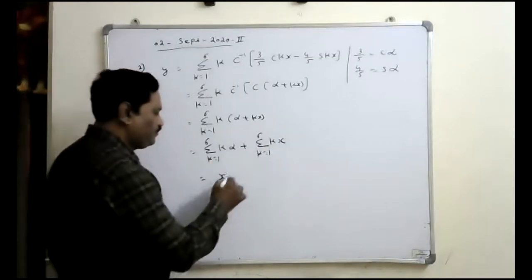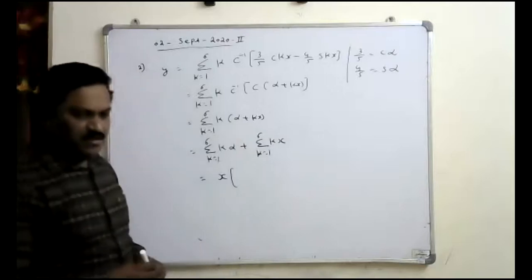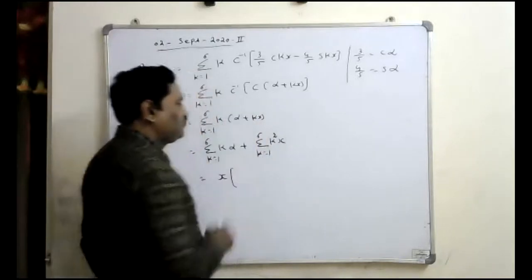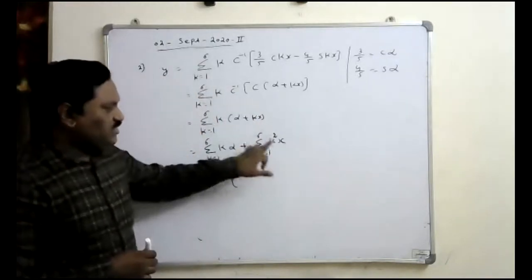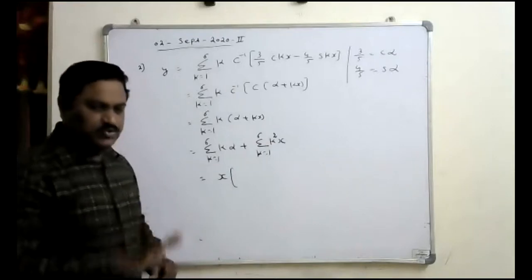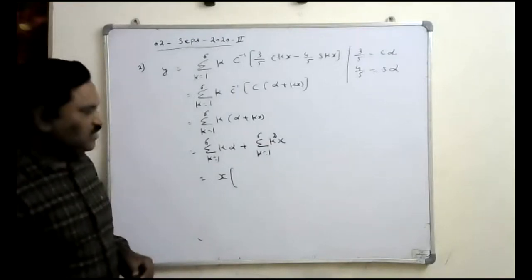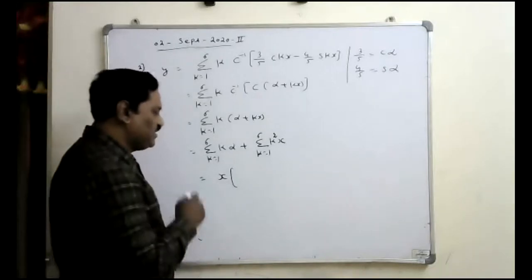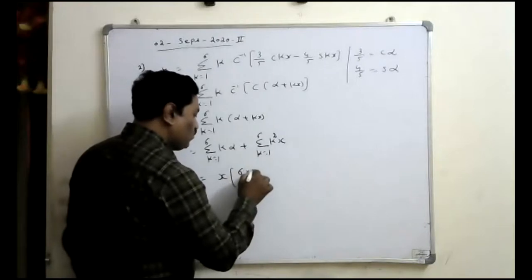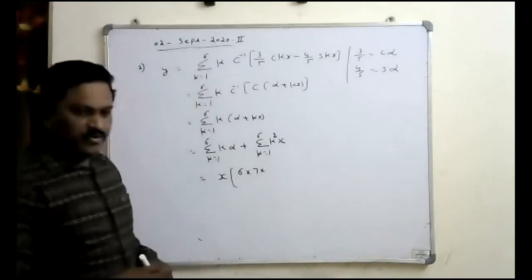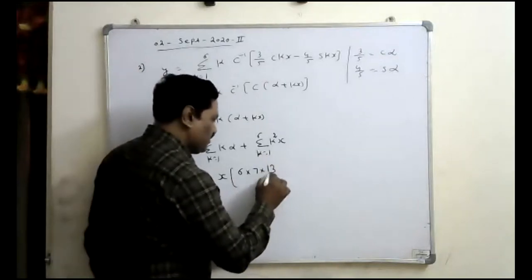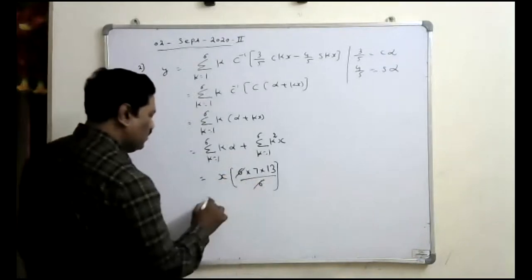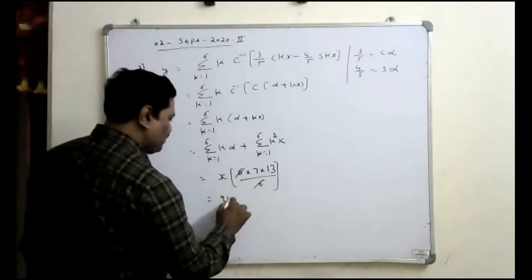How much is this value? Sorry, k square. Sigma k is equal to 1 to 6 of k square means 1 square plus 2 square plus 3 square and so on up to 6 square. That is the sum of the first 6 square natural numbers. We know the formula for the sum of the first n square natural numbers: n into n plus 1 into 2n plus 1 by 6. Here 6 into 7 into 13 by 6, where 6 and 6 get cancelled. So 7 into 13, that is 91x.